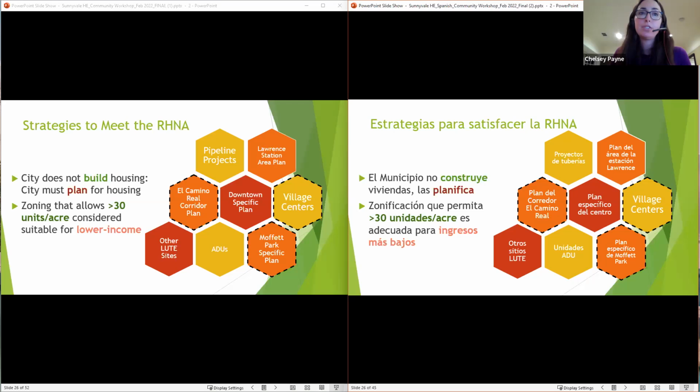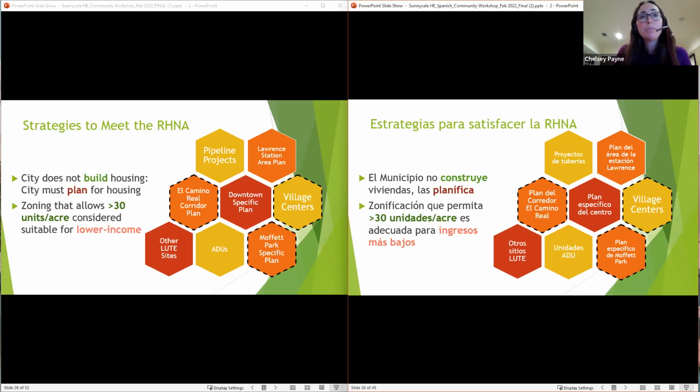Ultimately, it isn't the city's job to actually build housing. The city has an obligation to plan for housing by making sure that it has the right zoning and infrastructure in place to provide adequate sites to accommodate the RHNA, and by including a suite of programs in the housing element to facilitate housing production.